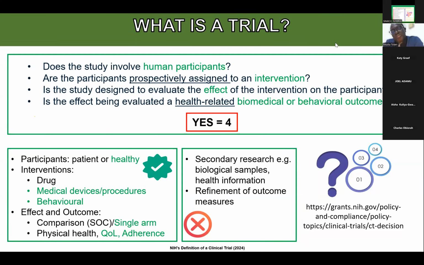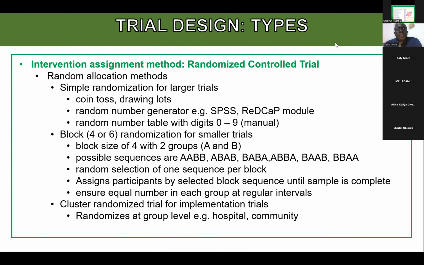However, what we do not define as trials includes secondary analysis on biological samples or basic health information, or where we have outcome measures and our major aim in that particular study is to refine or validate the measures rather than actually testing outcomes using those measures. NIH has made this simpler by actually putting this set of questions in an NIH clinical trial questionnaire as defined in the link posted on the slide. Now, trials can be classified according to various types. Based on intervention assignment methods, we can say trials can be randomized or non-randomized.